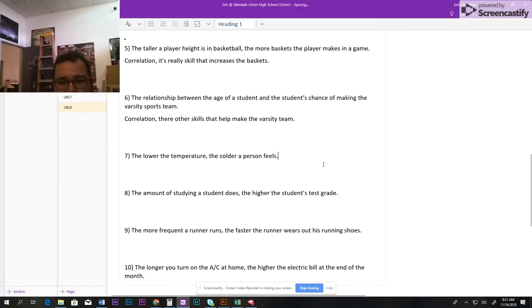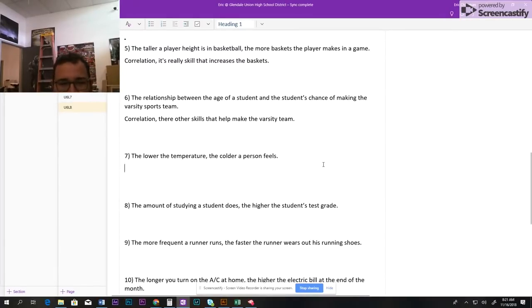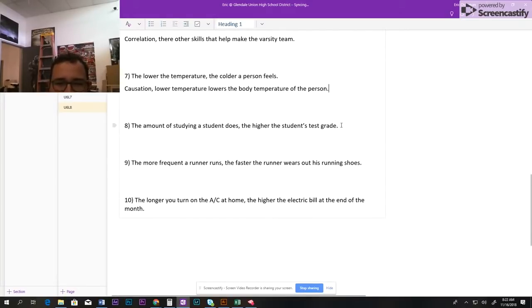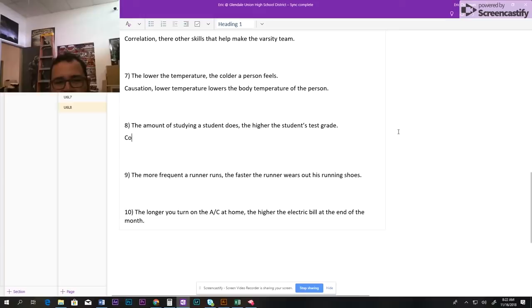The lower the temperature, the colder a person feels. That is a causation. Okay, lower temperature outside lowers the body temperature of the person. Okay, the amount of studying a student does, the higher a student's test grade. That is a correlation. Sure. Let's go causation.